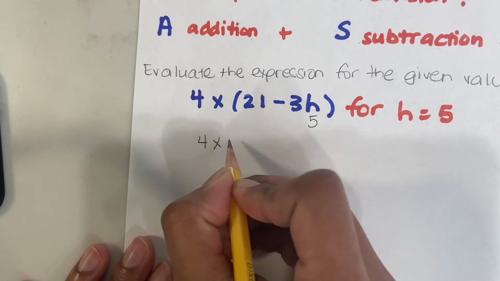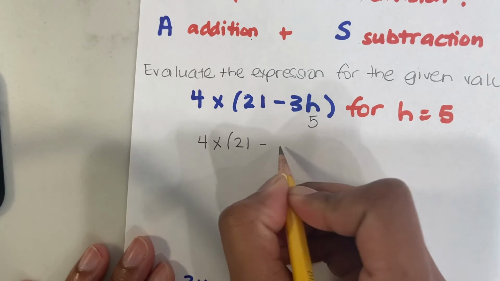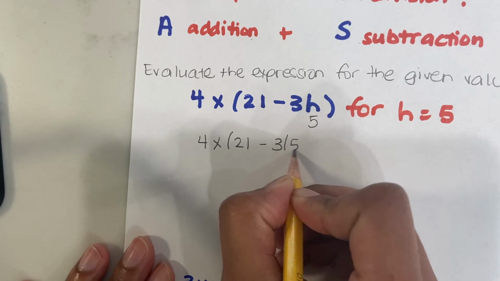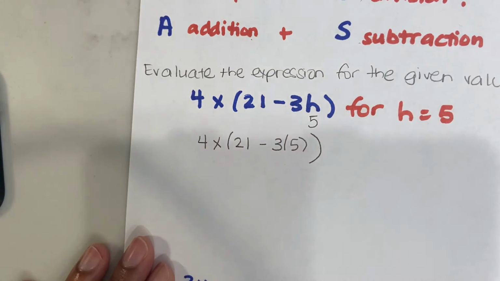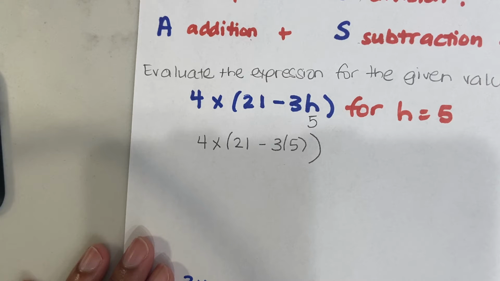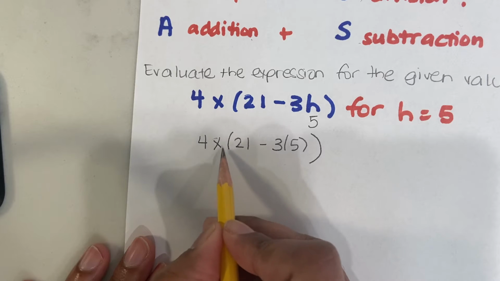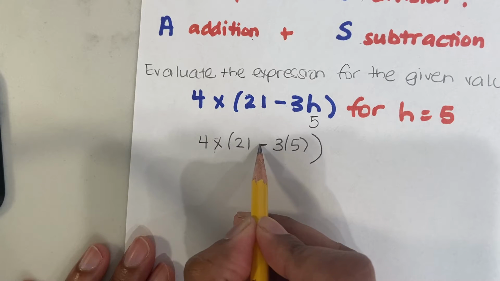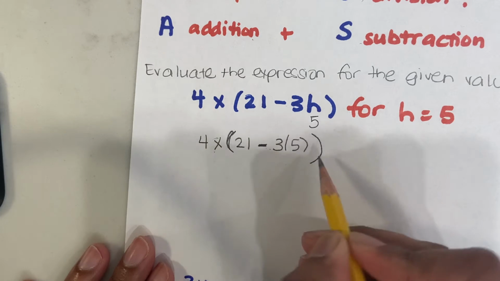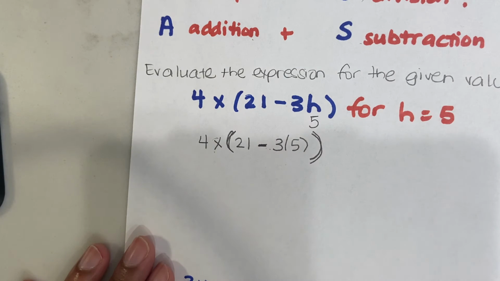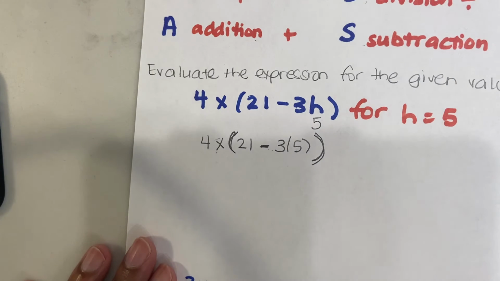So 4 times 21 minus 3 times 5. So all I did was substitute it. So now what I want to do is I see two operations. There's multiplication and there's subtraction happening here. There's also a parentheses. So I need to figure out which one I'm going to do first. How do I start attacking this problem?